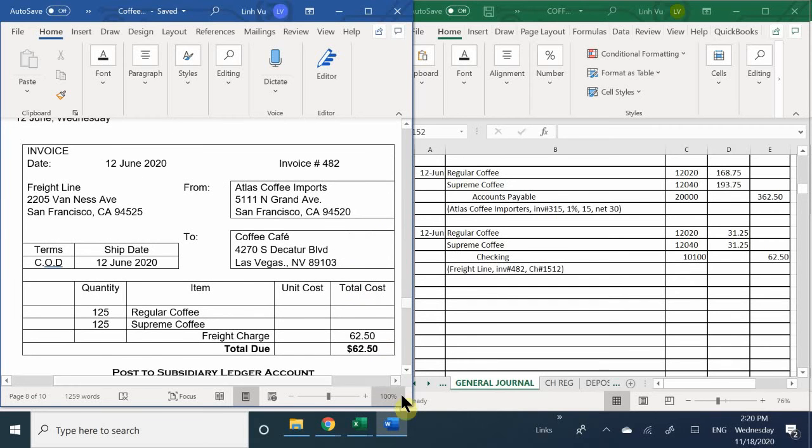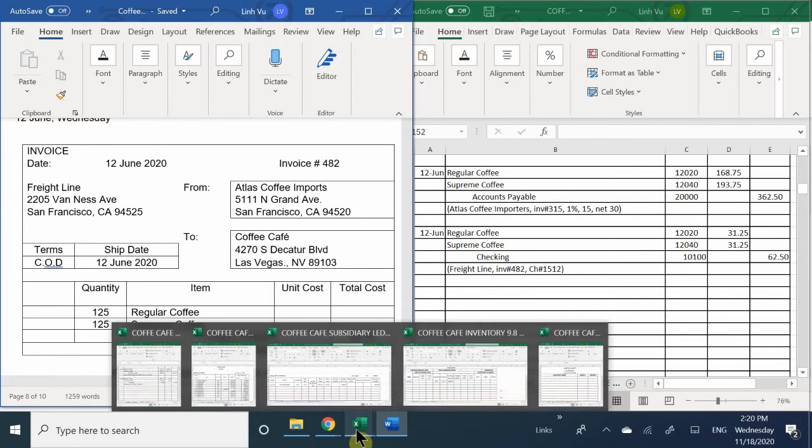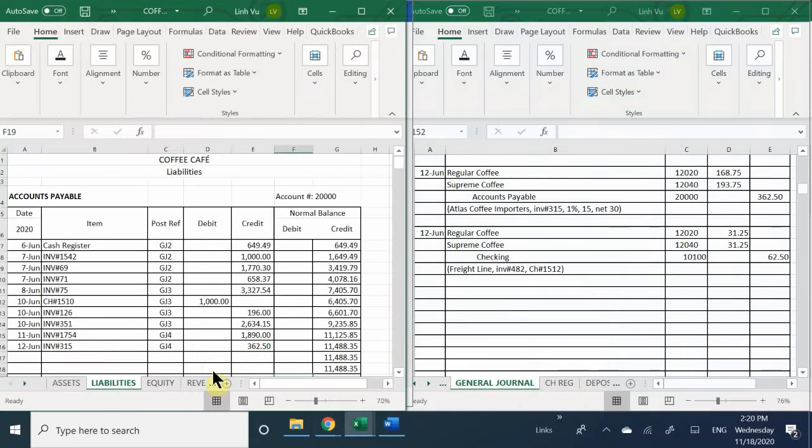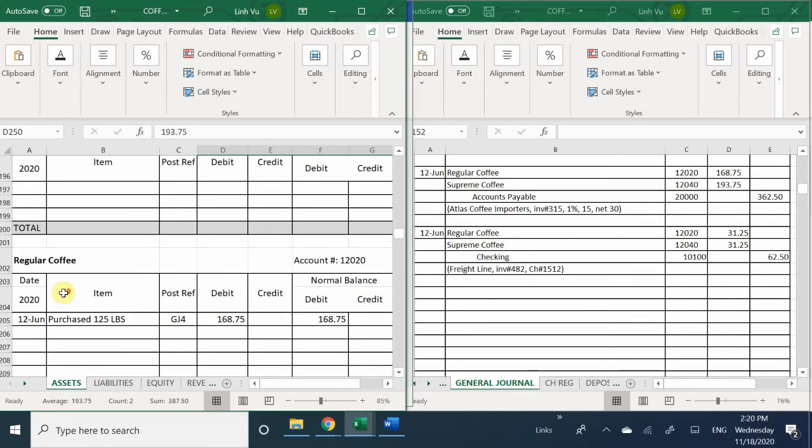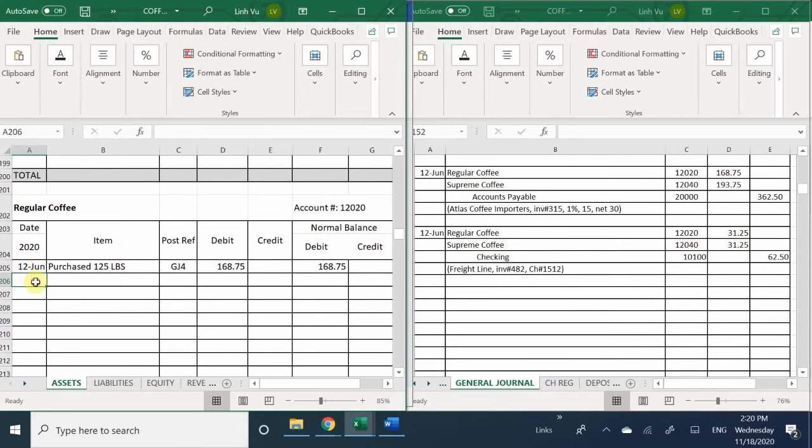So now we are going to go to our general ledger. Yes, we're going to update our ledger first. Always, that's an always rule of thumb. Here we're going to go back to our inventory. Right, here we are, asset, inventory. And this time I'm going to insert my freight cost.